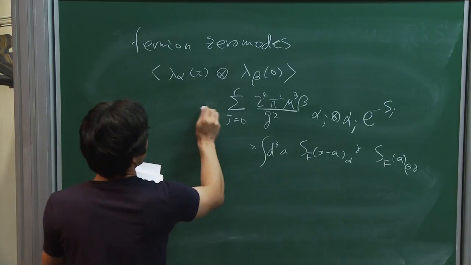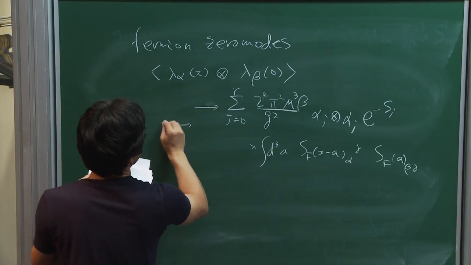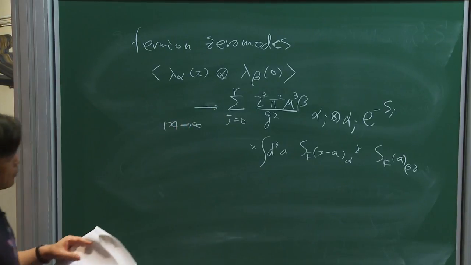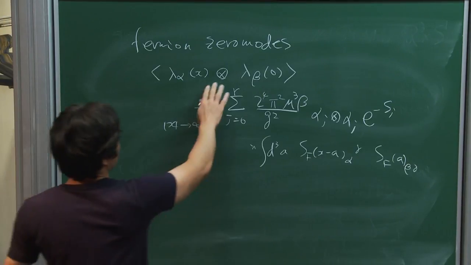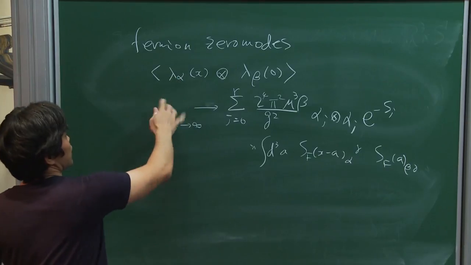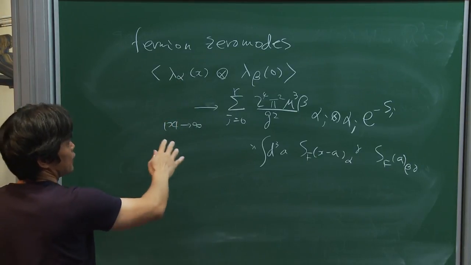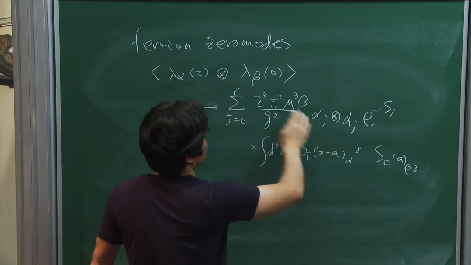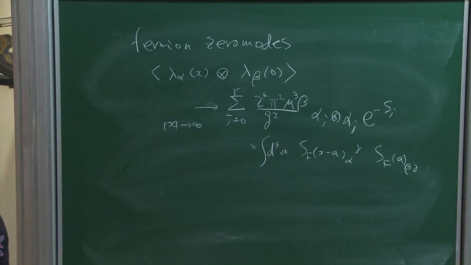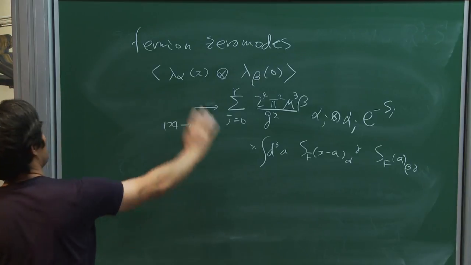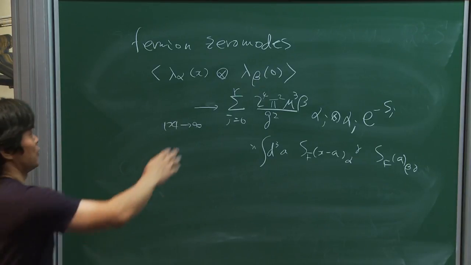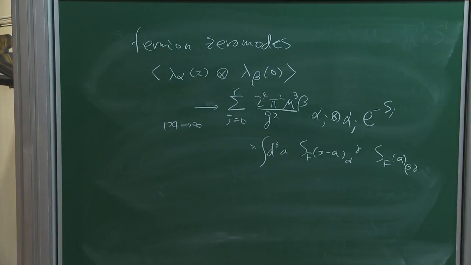Here is x infinity, spatial infinity, okay? This tensor means we do not write down the gauge indices. So the gauge indices are specified by alpha, j here and here. So this is an abbreviation. It doesn't mean important things.